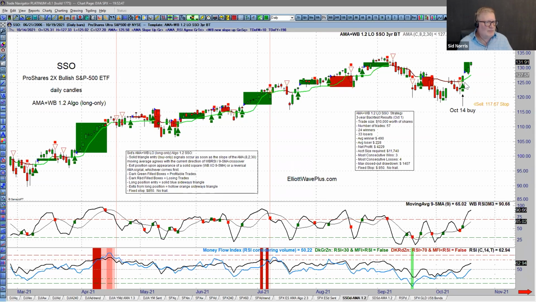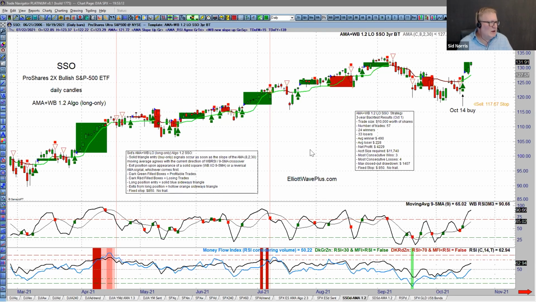And it probably, at this juncture, is well enough up in profit that it's doubtful, unless there was some sort of major news event that caused a massive spike to the downside, it's very likely that this one is not going to get stopped out. We'll just get an exit signal based on what the Walter Bressert and its moving average do.